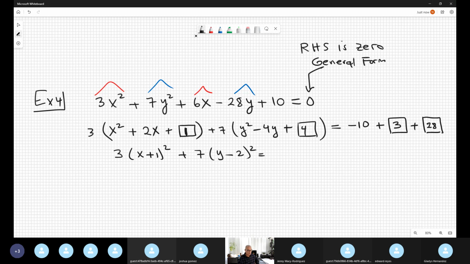Now you combine. 28 plus 3 is 31, because 28 plus 3 is 31, no? Minus 10 is 21. It's 21. Do you see? We almost finished. To be in standard form, I need the right hand side to be 1.